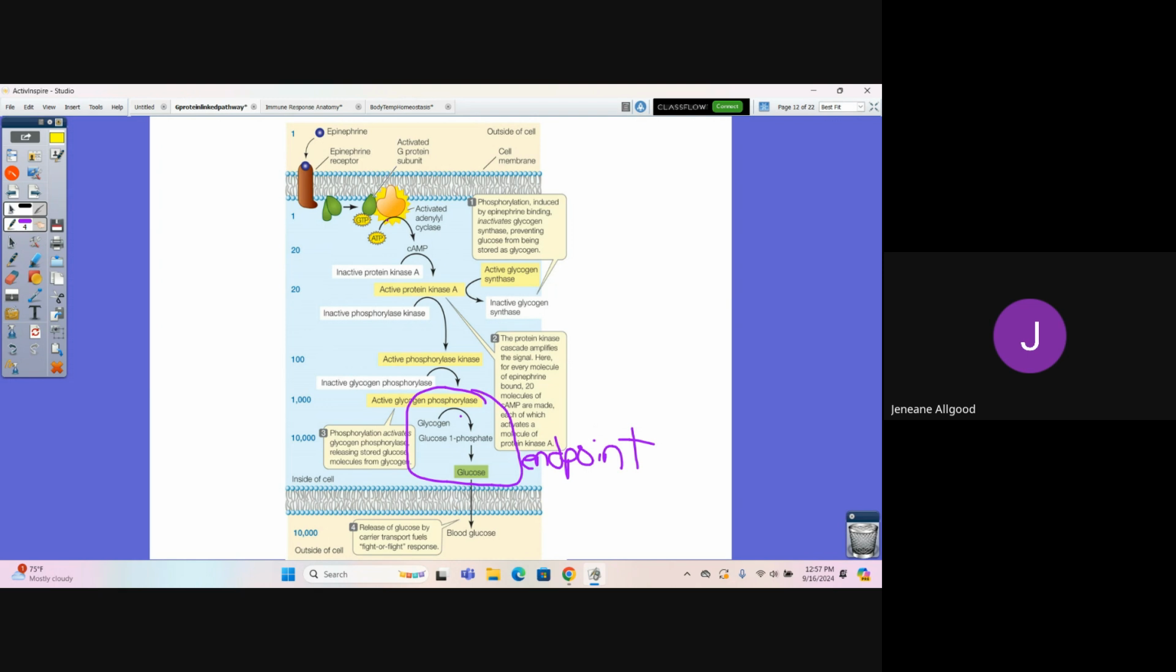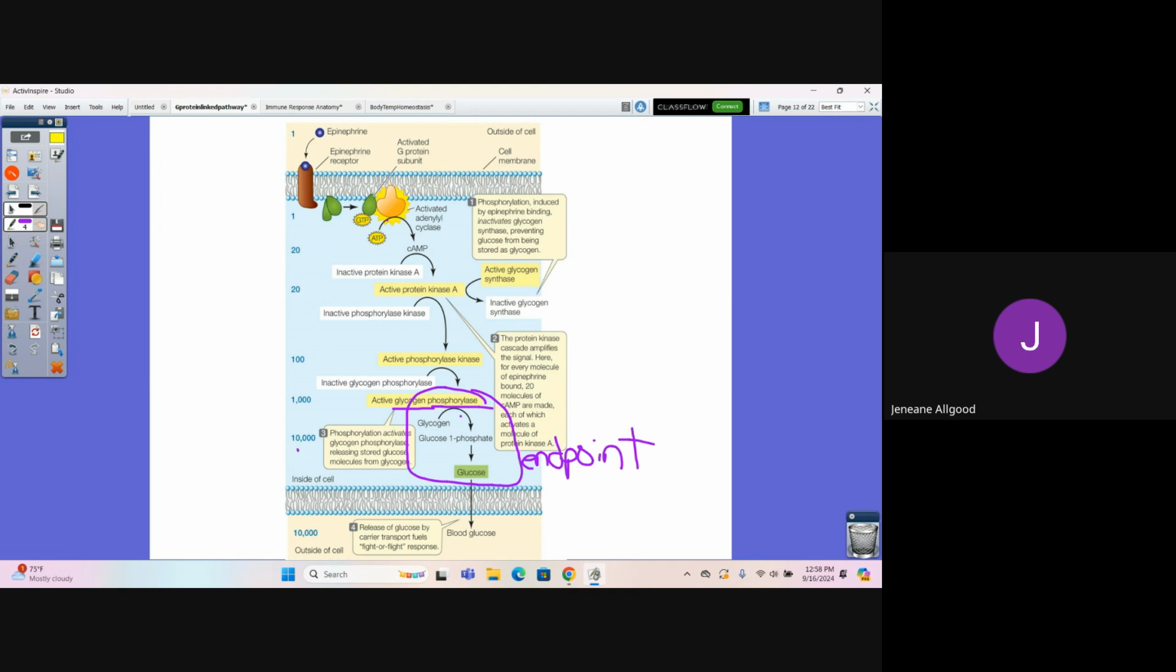The final enzyme in the pathway is going to be glycogen phosphorylase, and that enzyme converts a bunch of glycogen to glucose. Remember why we need that. We're in our fight or flight response. We either have to fight somebody or run away from somebody. Our muscle cells are going to need a lot of glucose to do that. Notice how many: you're making about 10,000 molecules of glucose for every one epinephrine you start with.